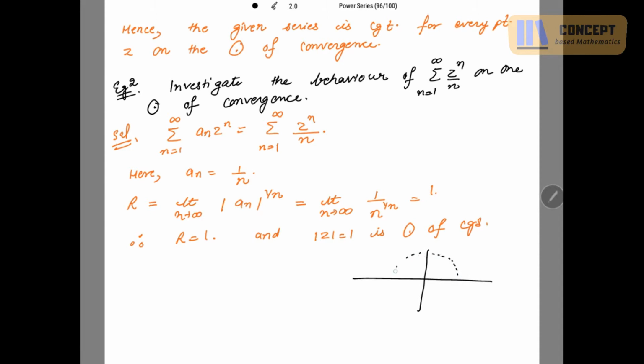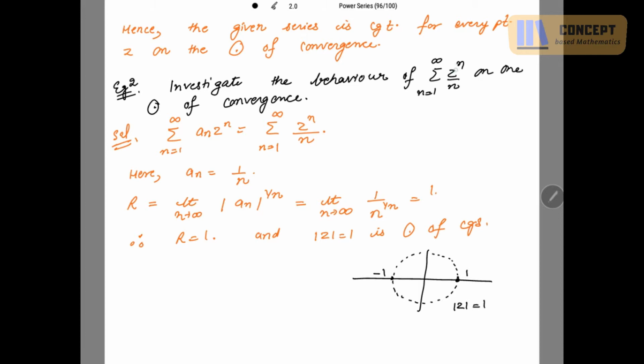You are having the circle of convergence as radius 1, so this is mod z equal to 1. Now you are having all the points z over here. This point will be z equal to 1 and this is minus 1. So if you look at your given power series, that is z to the power n by n. Oh, what a nice thing is there.